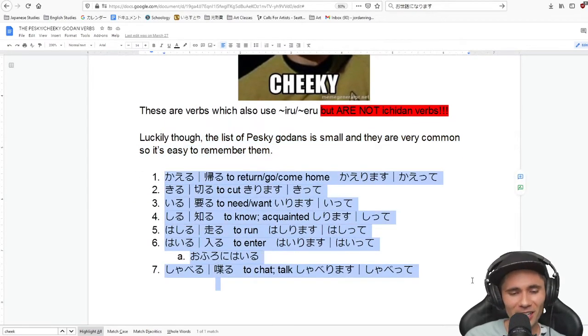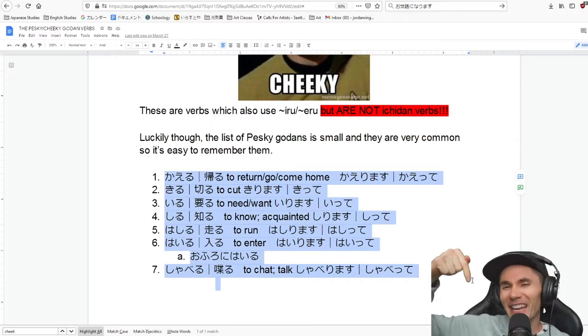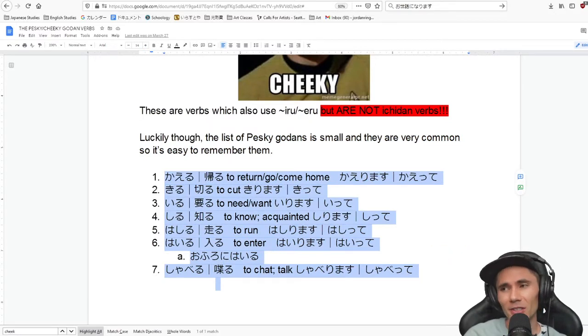You definitely want to start out with these 7, and down in the description for this video, I'm going to include a more comprehensive, full-on list of all of these pesky, cheeky godan verbs, so you can check in with those anytime you want. But let's go ahead and check out these most common ones, because you will need to know these.